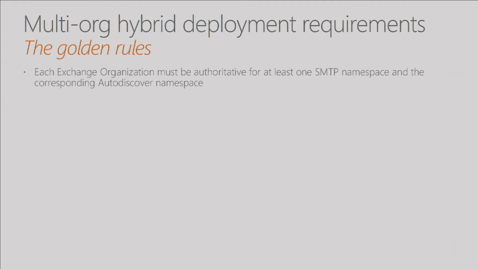Similarly, on-premises, you have to do the same thing. If you're in Contoso and you're sharing that namespace, you can't have another organization with a target address of Contoso because it won't know how to route over to that other organization. So you need that unique namespace. Okay?